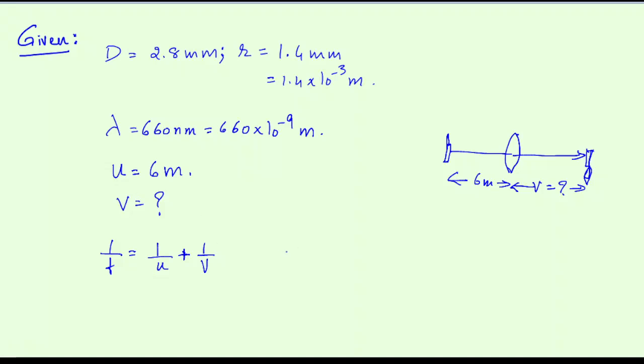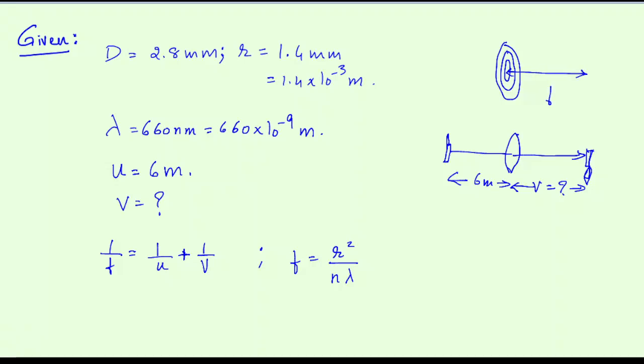So what is f over here? That is what we have to find out. According to the formula, f equals r square divided by n into lambda. We are not going into the details of derivation of this. As I just told you, zone plates are nothing but concentric rings, right? I'll just brief out as to how you find it out.